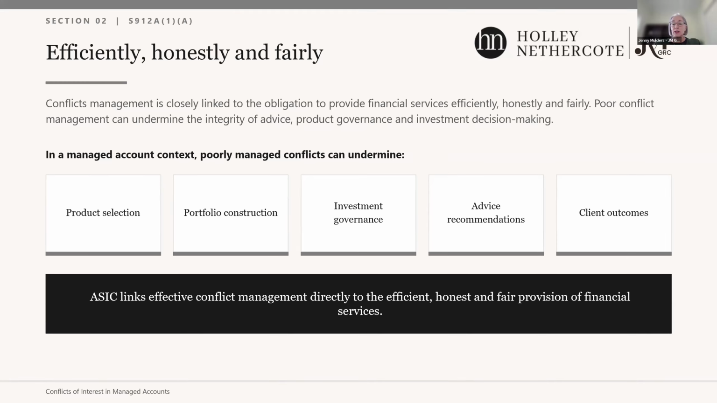Are you looking at your product selection? How is your research process? How is your analysis? What's the record keeping and the demonstrated assessment that you're making to come to the end of that? So all of those things which are about your efficiently, honestly, and fairly, you have an obligation. So you need to demonstrate all the way through the process, right from where the client comes in and talks to an advisor, through to the actual product and the portfolio being implemented.